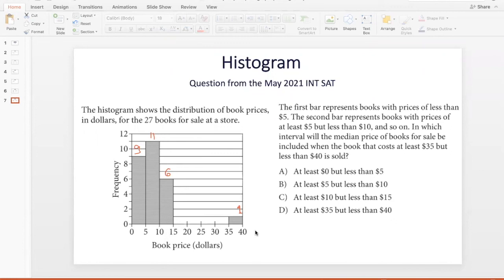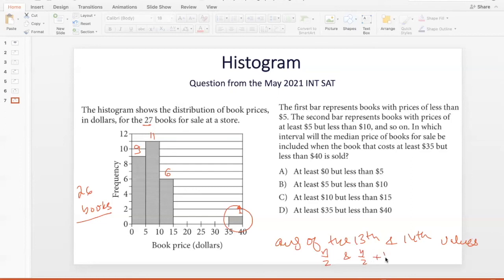In which interval will the median price of books for sale be included when the book that costs at least $35 but less than $40 is sold? So this book has been sold and we are now left with 26 books, right? So they are asking the median price for these 26 books, right? Now for 26 books, the median will be the average of the 13th and 14th values, because when n is even, the number of terms is even, the median is the average of the n by 2 and n by 2 plus 1 value. So what will be the 13th value?